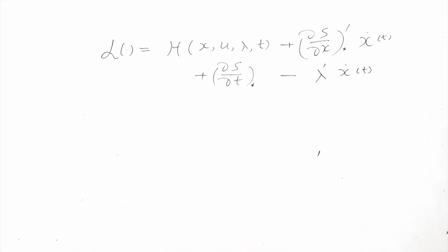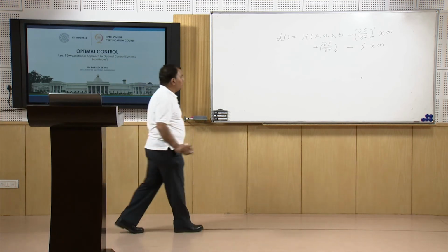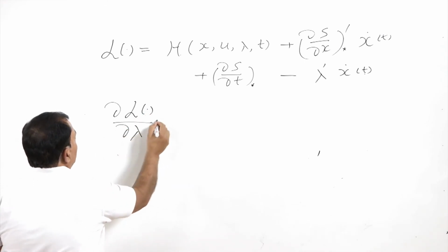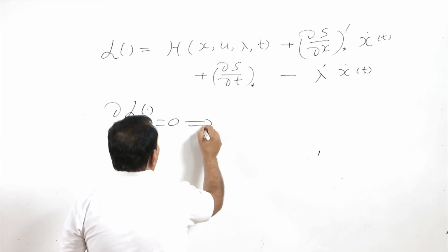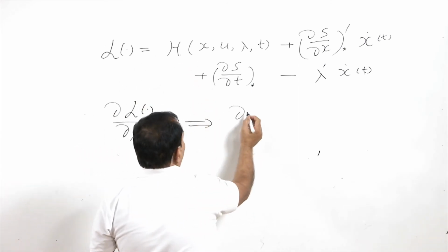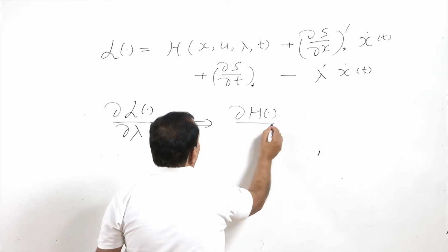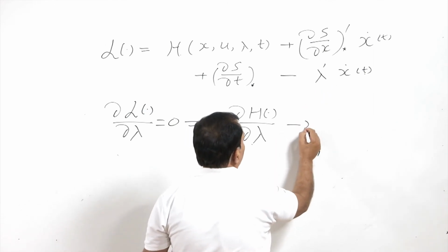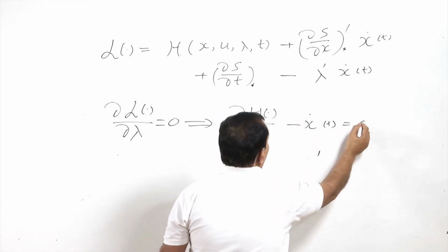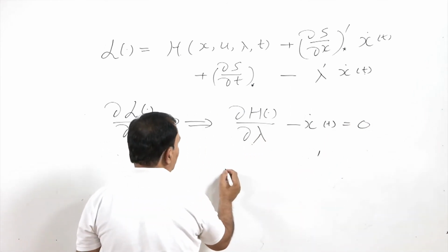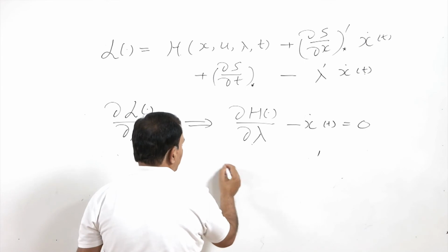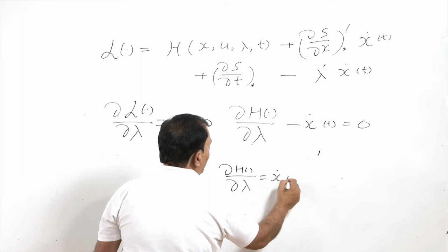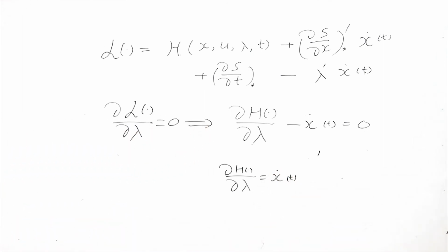Now we are seeing the third equation, del L by del lambda equal to 0. What will this lead to? The first term h is a function of lambda, so del h by del lambda, and the last term is minus x dot t, which is equal to 0. So, this simply gives me del h by del lambda equal to x dot.